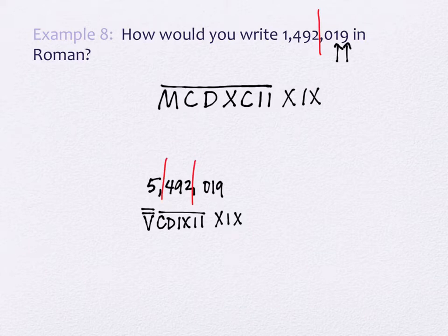How come our V would have 2 bars instead of 1? Because it has to be times a million, not times 1,000. If I only put 1 bar on top of it, it would be 5,000. Putting 2 bars makes it 5 million. Okay. Yep.